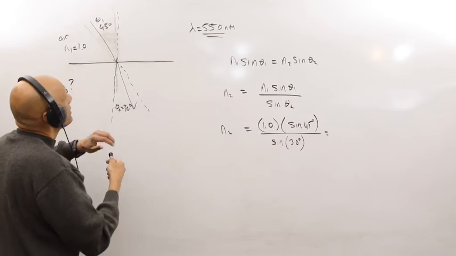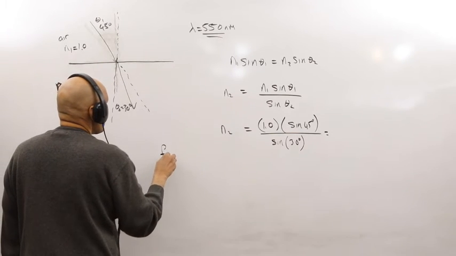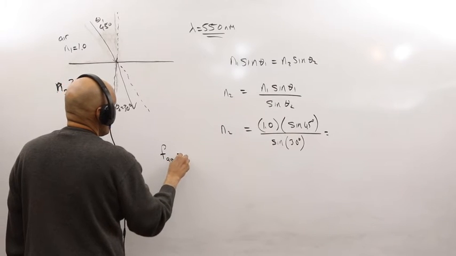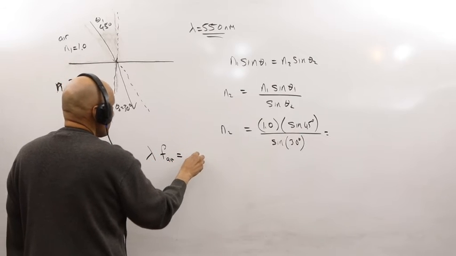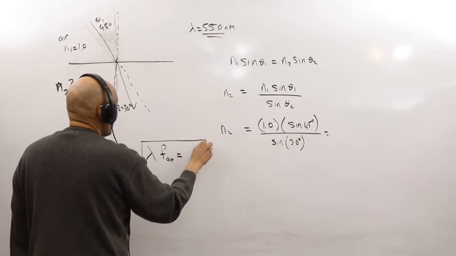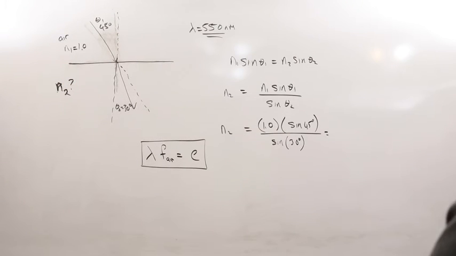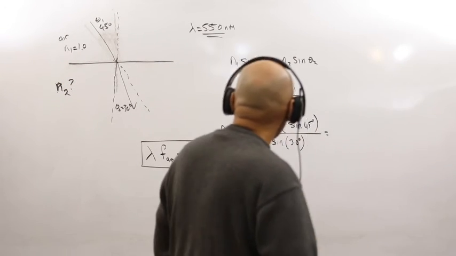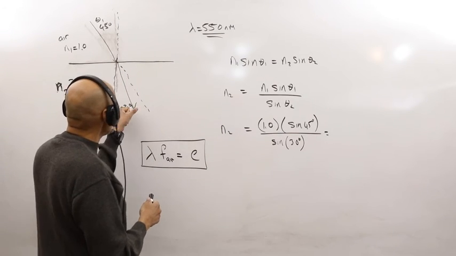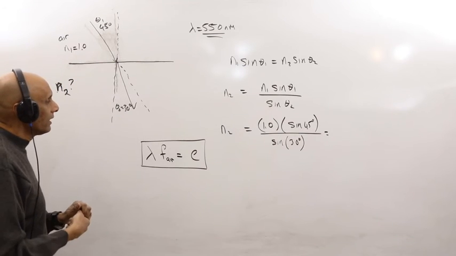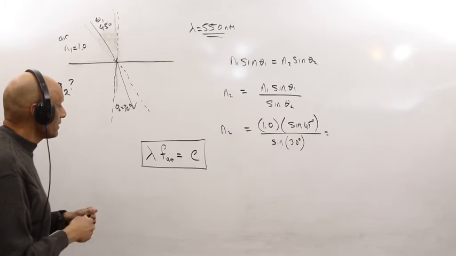In air, you're given lambda, and you're asked to find the frequency of the light in air. You have to remember that lambda times frequency is equal to the speed of light in air. We also, once we calculate N2, have to calculate the speed of the light in the material. I'll do that after I calculate lambda times f and calculate the frequency in the air.